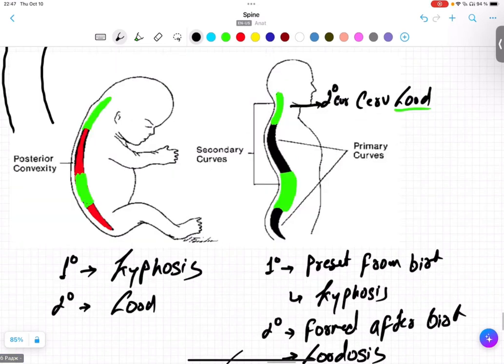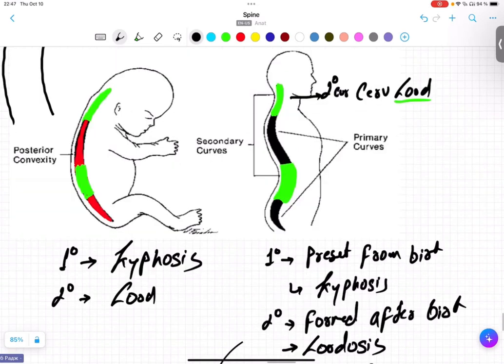So at the cervical region, when the child raises his head, you have secondary curvature development, and since this is the cervical region, cervical lordosis. In the lumbar region, secondary curvature is formed, so lumbar lordosis. And since the child cannot move his thorax in a very different manner, you can't lift the thorax, but you can lift your head.